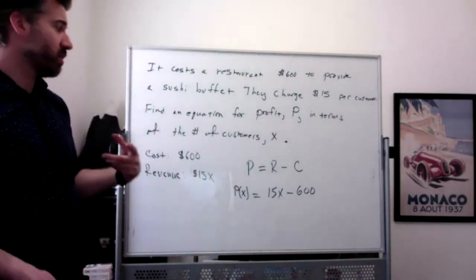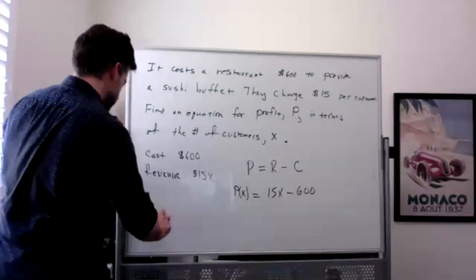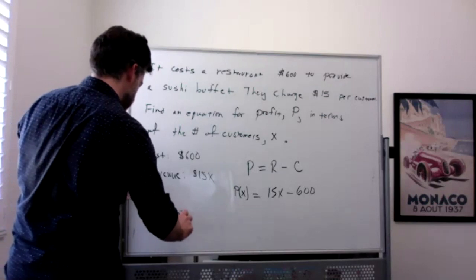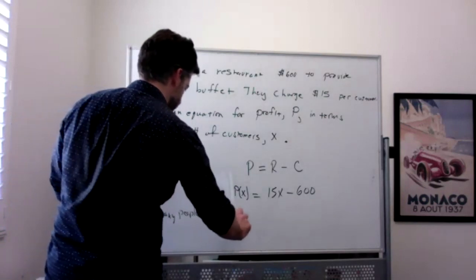The second part of this question is, how many people need to show up to break even?